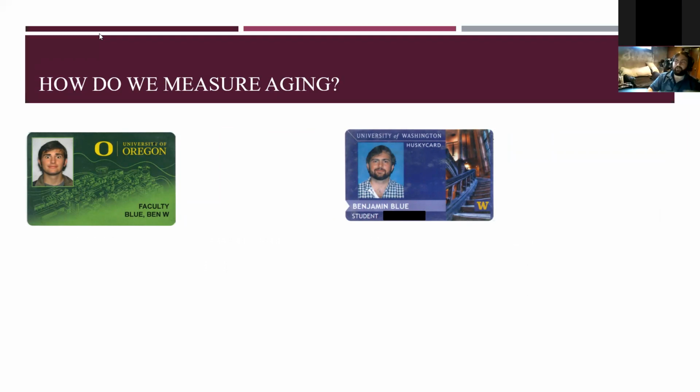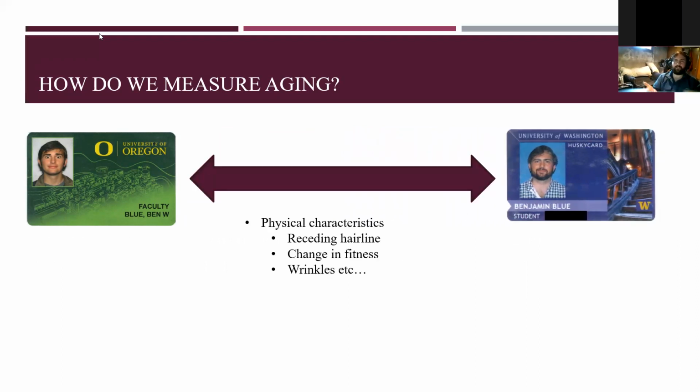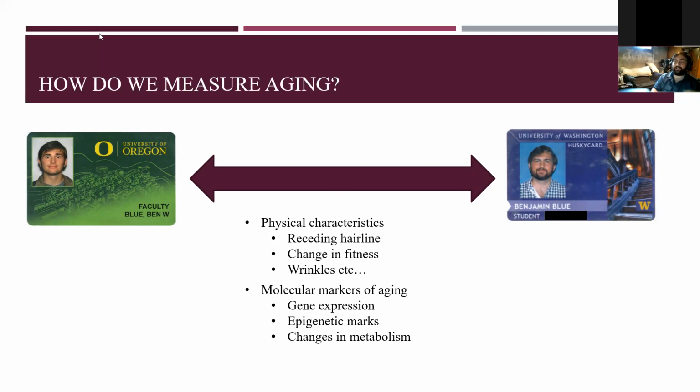And if we wanted to, we could actually go through, pull these apart, and look at what the changes are. Like I talked about, receding hairline, change in fitness, wrinkles, all the stuff that the human eye aggregates. But with enough funding, we could also look at the molecular markers of aging. So I could go get a blood draw. I could get my DNA sequenced, and we could look at how gene expression is changing over time in this individual. But in a lot of ways, these are hard to do in humans because it takes so long.